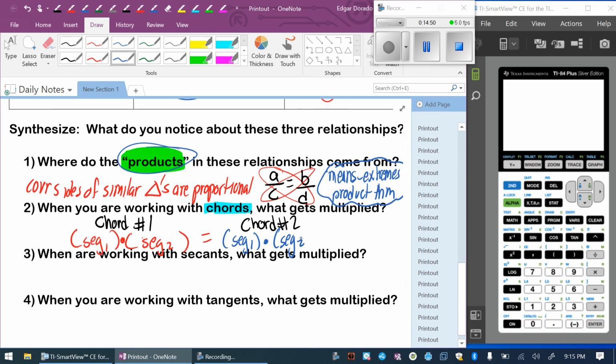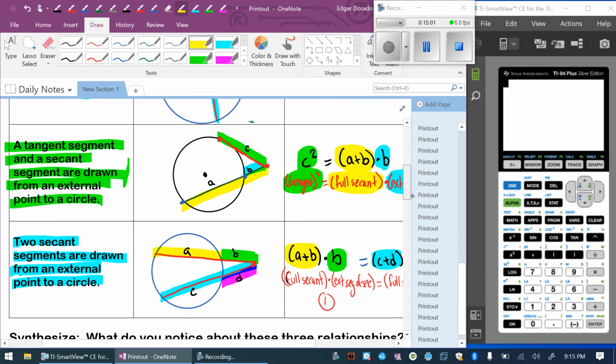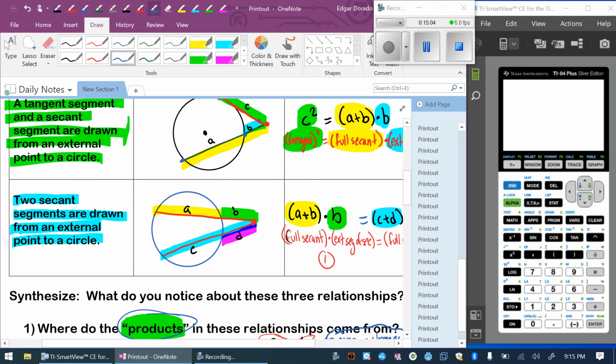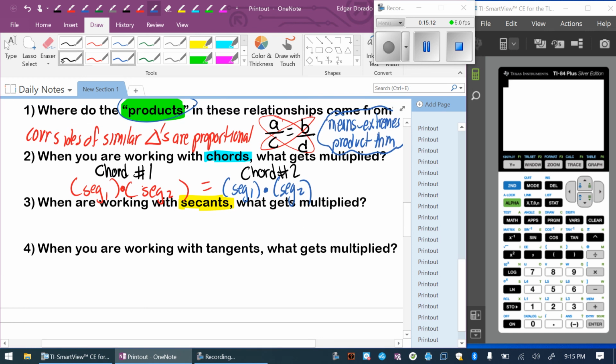Okay, next one. When you are working with secants, what gets multiplied? Well, when I was working with secants up here not too long ago, what did I actually multiply? Well, I multiplied the whole secant times the external portion. So when we're dealing with secants, we multiply the full secant times the external segment or the external portion of the secant. That's what we do when we're dealing with secants.